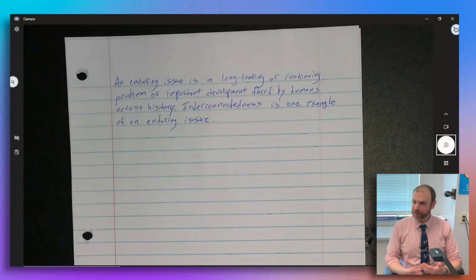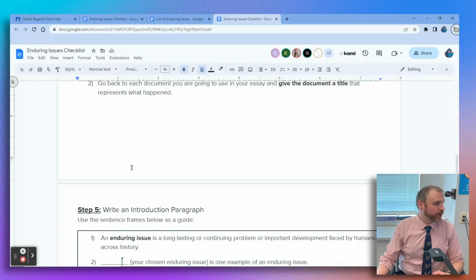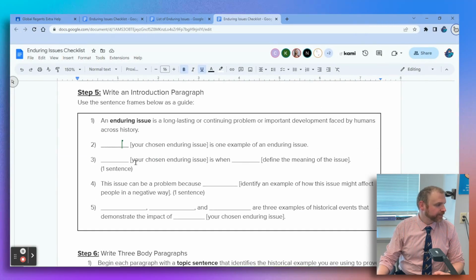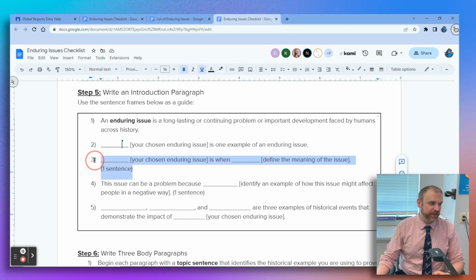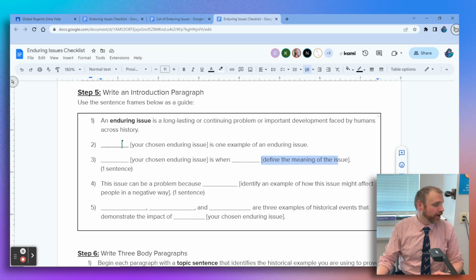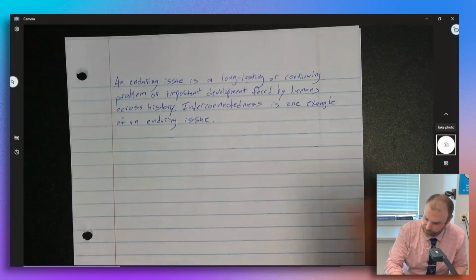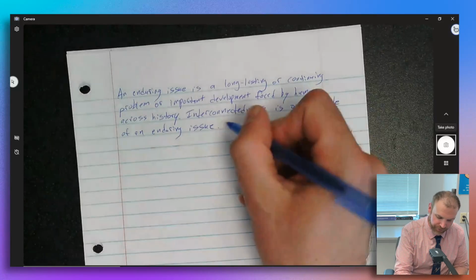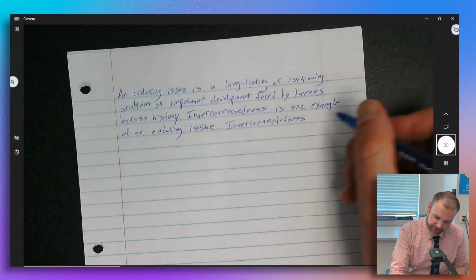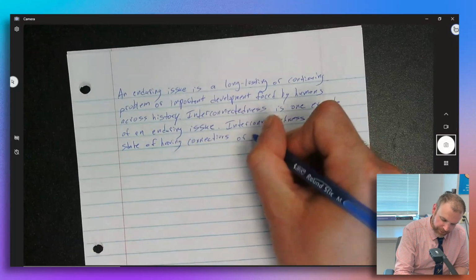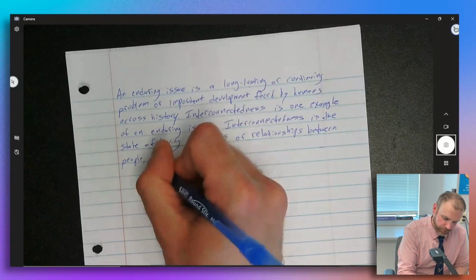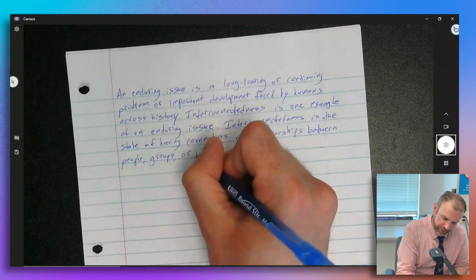Okay? Third sentence of the intro, what you probably want to do is tell the reader what the issue means, right? Interconnectedness is when, and then see what it says here, define the meaning of the issue. Right, so I'll simply use the word interconnectedness again. Interconnectedness is the state of having connections or relationships between people, groups, or nations.